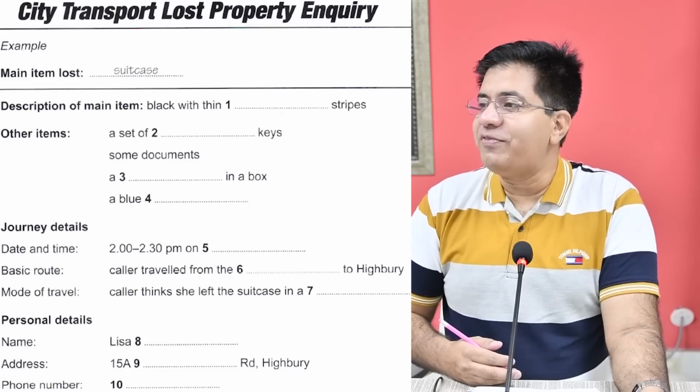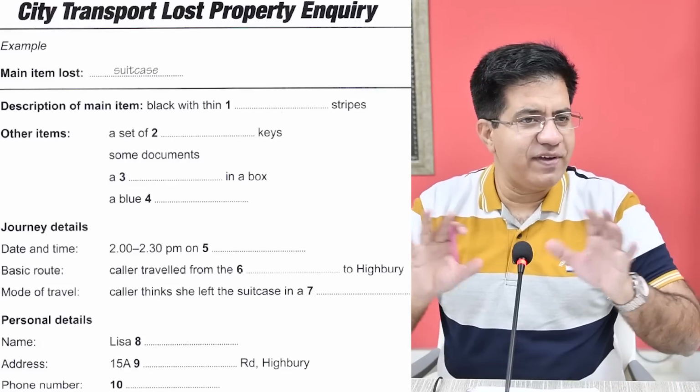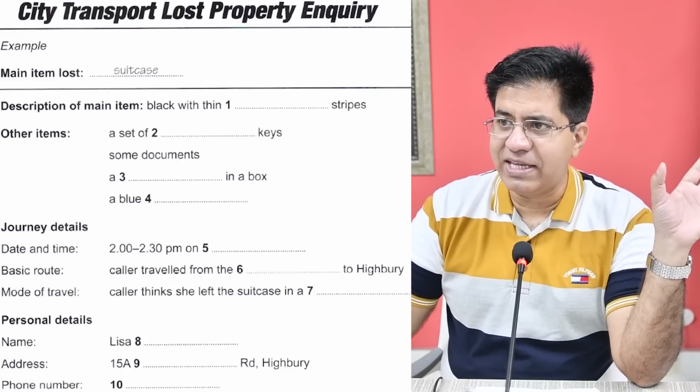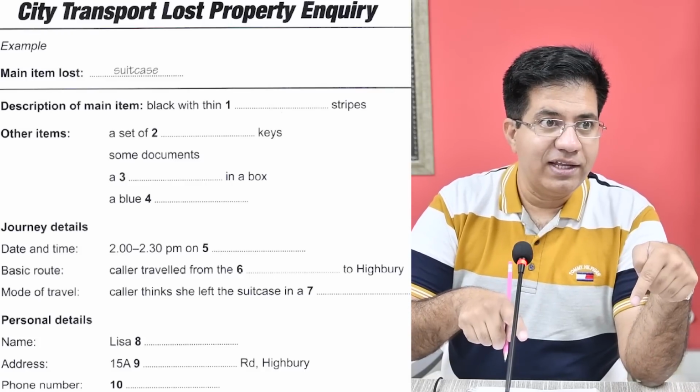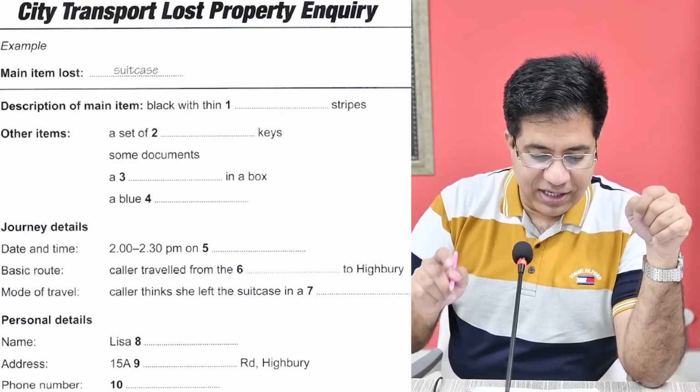Okay, question number 4. Very simple. A blue dash. Now something that is blue. Very, very simple. With blue they will say, yeah, she might say black. No, blue. Something like that. So whatever is blue in color, that is the answer.